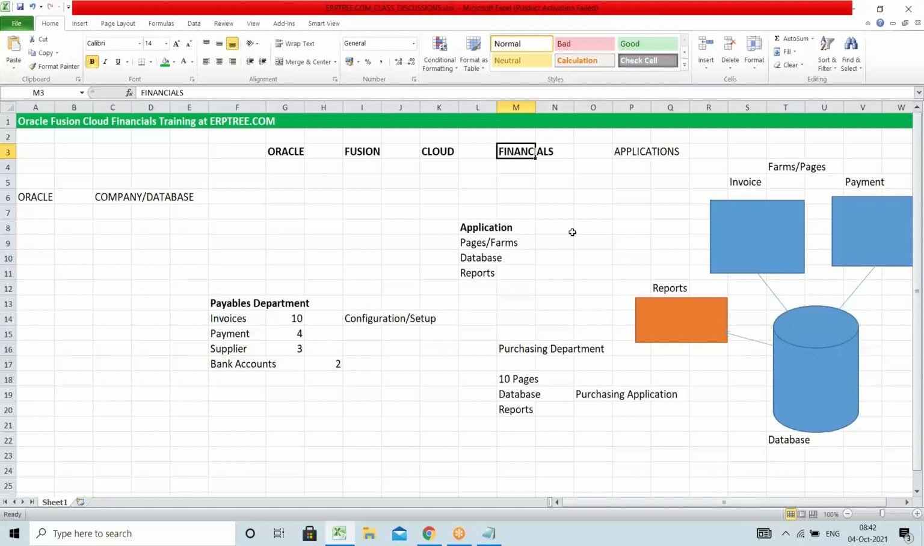Is payments part of financials, or are you going to support it? Financials. Payments is part of core financials. Okay, thank you. Fine.